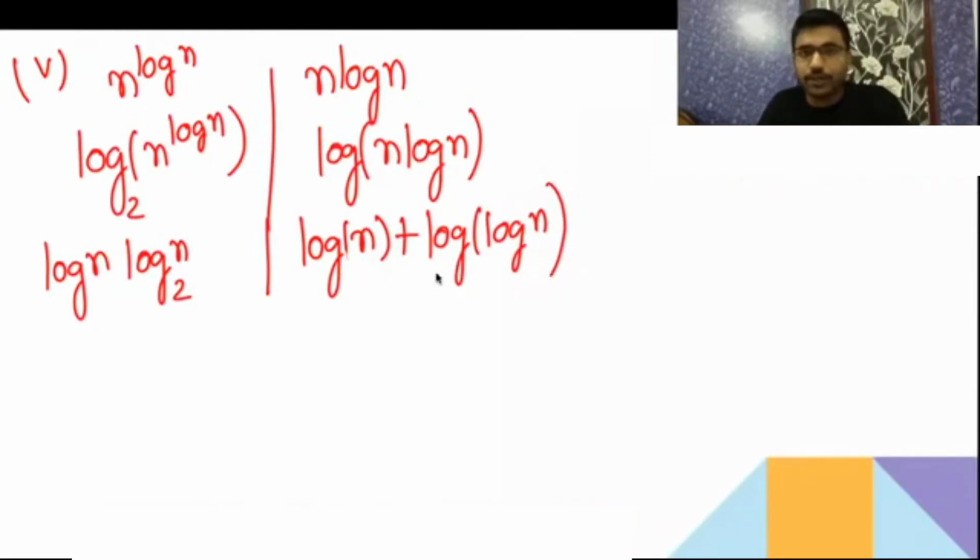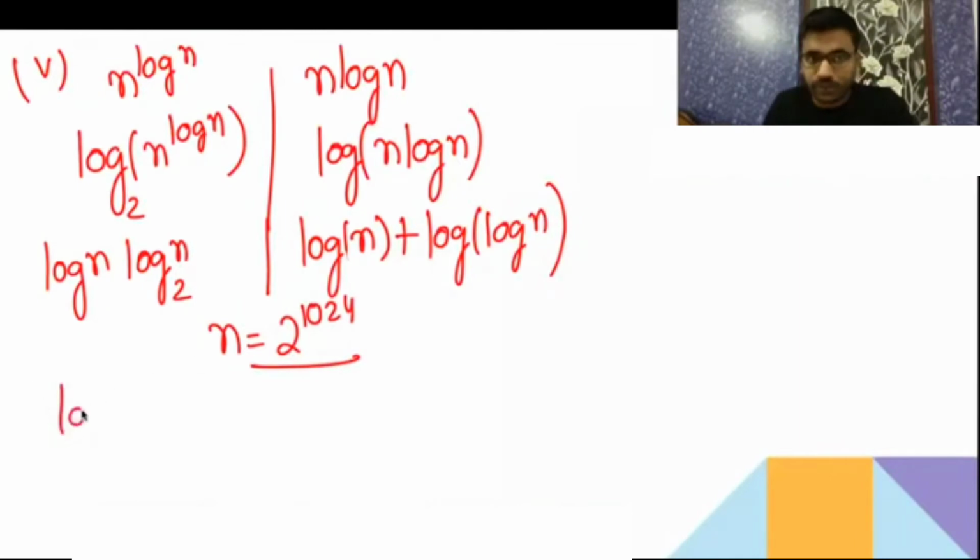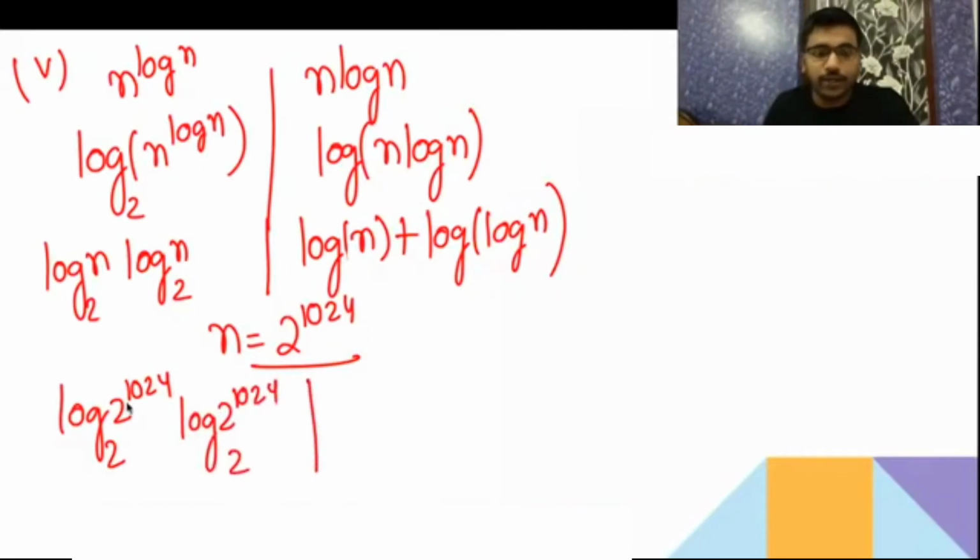So it's going to be log n plus log of log n. This will come in the beginning like this. Now take n equal to some value, n equal to 2 to the power 1024. I have also taken the same. So log of 2 to the power 1024, then log 2 to the power 1024, then 2 here. So here you are going to get 2 to the power 10, and here also 2 to the power 10. So here you are going to get 2 to the power 20. So in this function you are going to get 2 to the power 20.